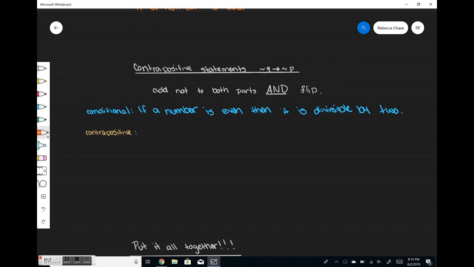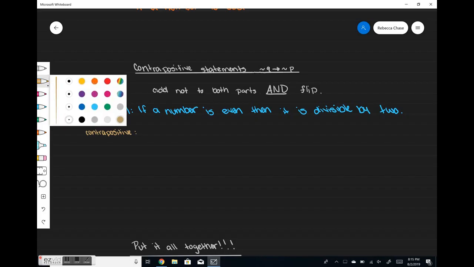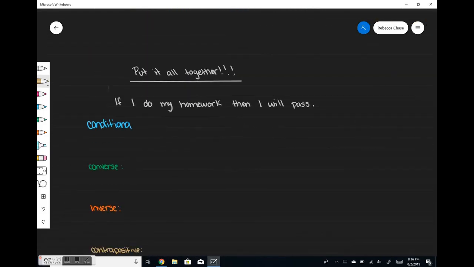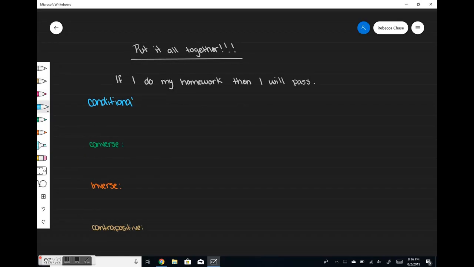What you're going to do there is you're going to do both of what we just did for the converse and the inverse. So the converse we flipped, here we flip. The inverse, we added not, here you're going to add not. All right, so it says if a number is even, then it is divisible by 2. So what I'm going to do is I'm going to say if a number is not divisible by 2, then it is not even. You could have also said then it is odd. All right. So those are the 4 types of statements we have. We have conditional, we have converse, inverse, and contrapositive.